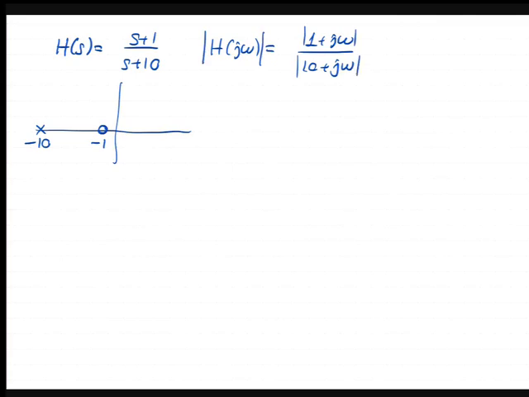Why do I keep saying norm? Absolute value. I guess in 1D it's also the norm, but yeah. So that means we are looking at the ratio of two distances: the distance to negative 1, when I'm sitting at omega, divided by the distance to negative 10. What is that ratio when I'm at omega equal to 0? One over 10.